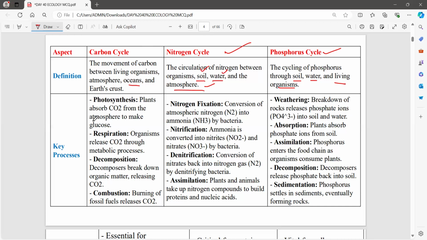Now, what are all the processes involved in the carbon cycle? Photosynthesis, respiration, decomposition, and combustion. In photosynthesis, the plant absorbs carbon dioxide. We know that from the atmosphere, the plant is taking the carbon dioxide to make the glucose. See, what is the reaction of photosynthesis? Carbon dioxide.